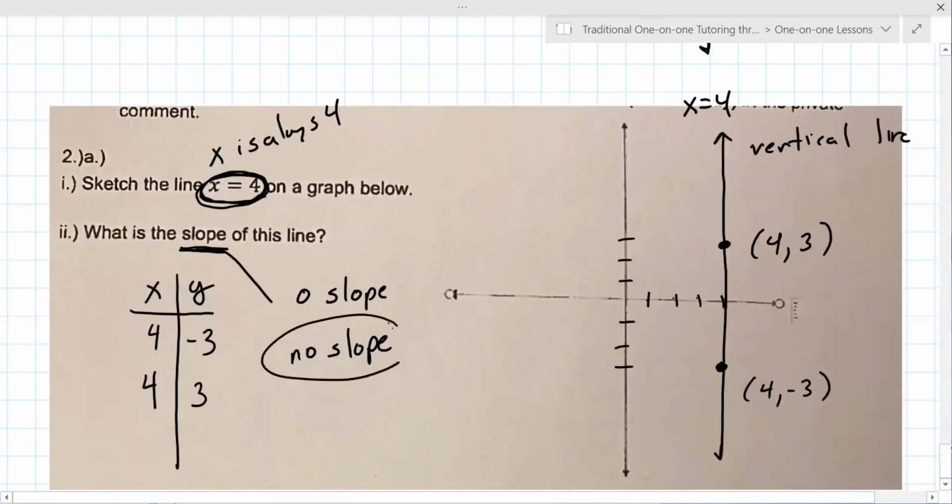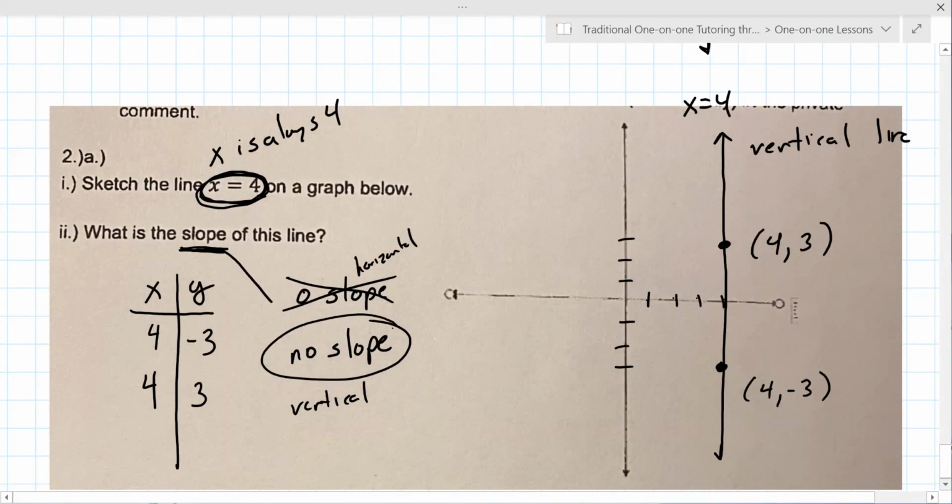This line has no slope because it's vertical. This is not true. 0 slope is for a horizontal line. Okay. All right. So there's no slope. No slope. So x equals 4, right?